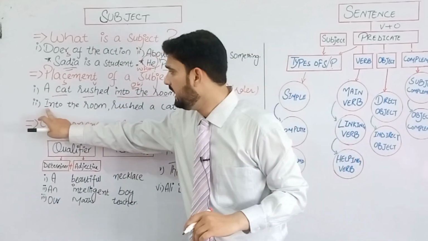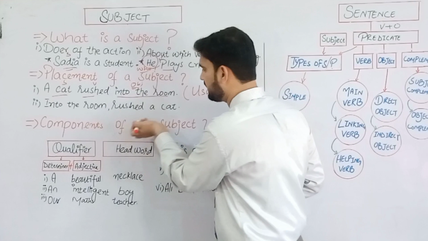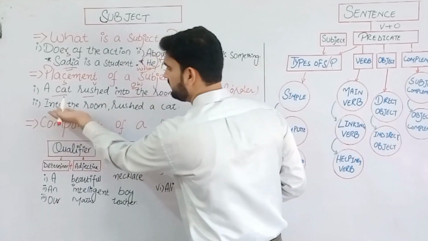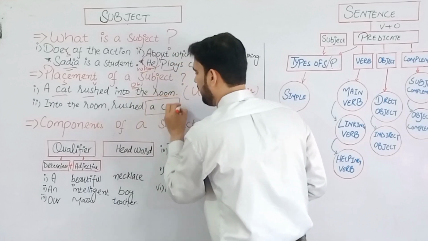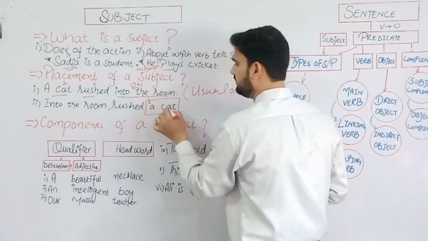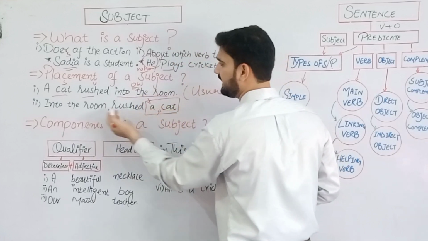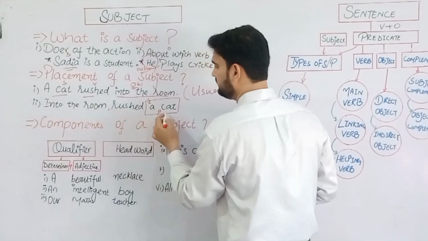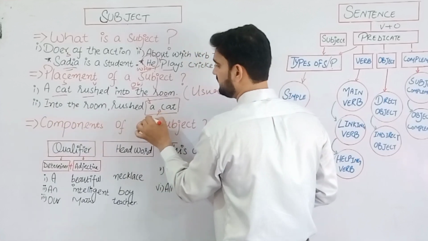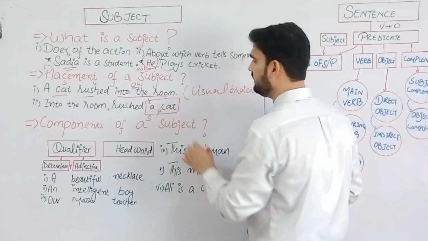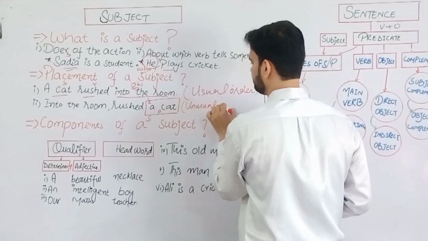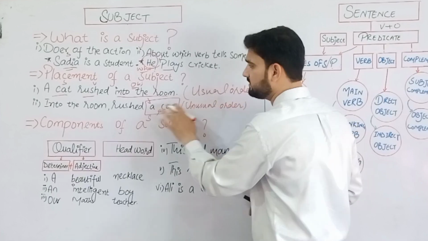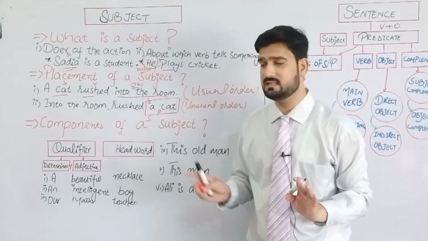Prepositional phrase: into the room, rushed a cat. Here we do not have the subject at the start, but at the end of the sentence. The cat performed the action, rushing into the room, so that cat is the subject. So we call it an unusual order. It doesn't mean that it is a wrong sentence. We can make the sentence in this way.